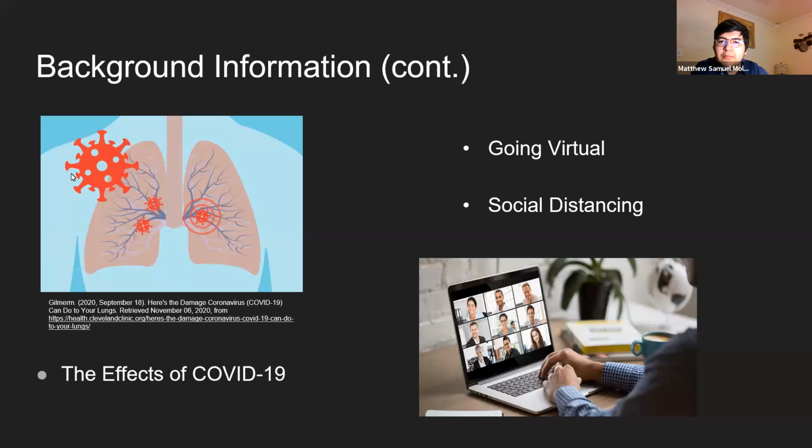Many schools and workplaces have adopted virtual communication, such as Zoom meetings and Microsoft Teams. These applications have allowed many individuals to continue their meetings through virtual conferences.